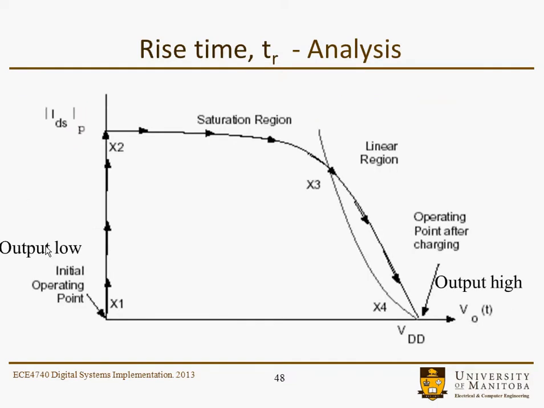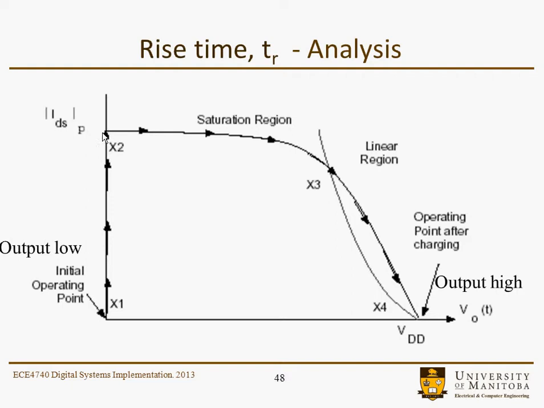So this is what it would look like. Initially we're at an output low. This is the output on the inverter, and it's held there because the PMOS device is cut off and the NMOS device is on hard, and it will keep the voltage at an output level low.